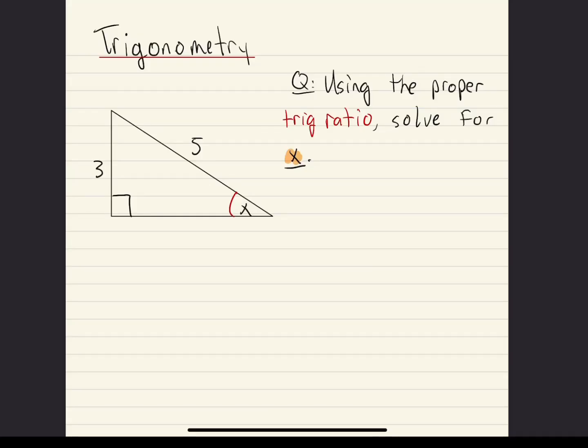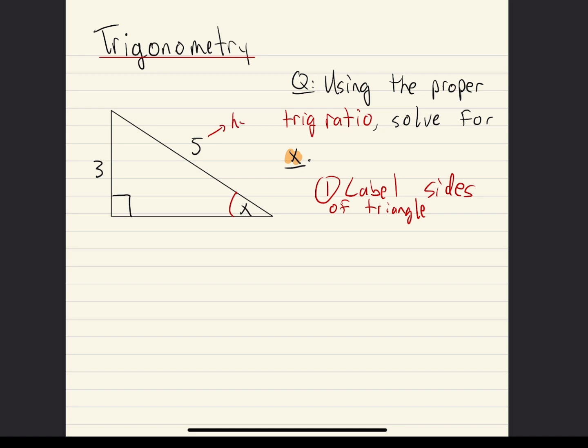Okay, so we have a right angle triangle here, and it says using the proper trig ratio, so that's your sine, cosine, and your tangent, solve for x. So the first thing that we're going to do is, and I'm going to write it down here, we're going to label the sides of the triangle. That way, you know which one is the hypotenuse, which one is the opposite and adjacent.